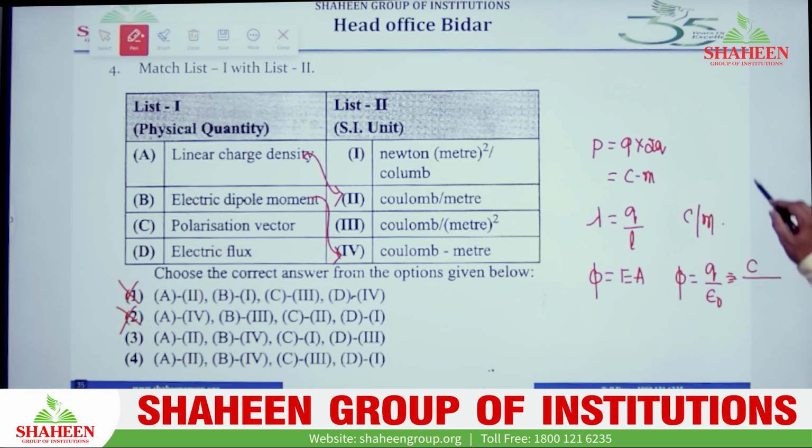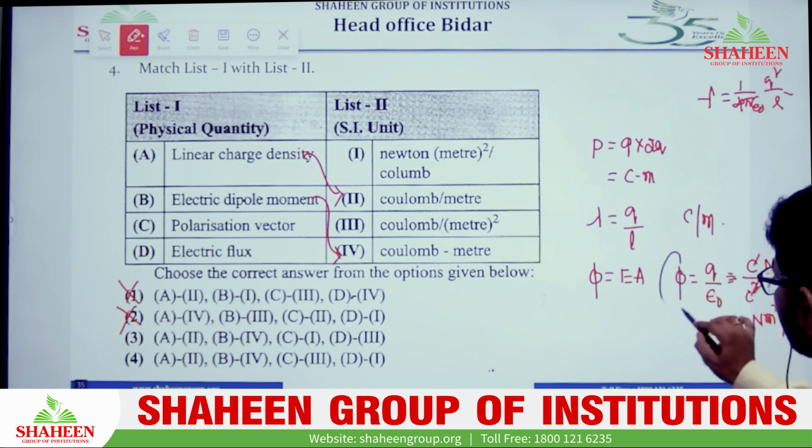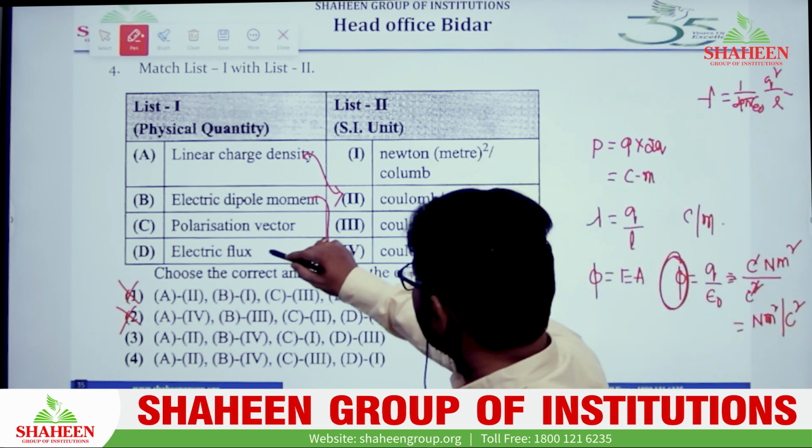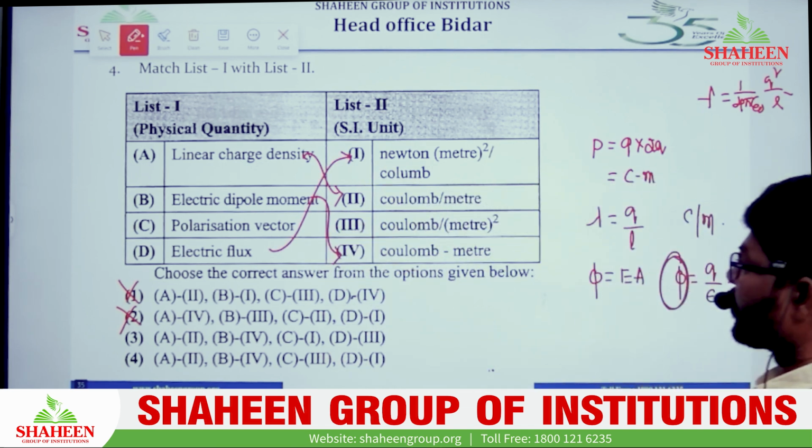Epsilon naught: F is equal to 1 by 4 pi epsilon naught into Q square by R square. So epsilon naught is coulomb square per Newton meter square. One coulomb cancels, giving Newton meter square upon coulomb. Whose unit is that? Flux. So D belongs to 1.